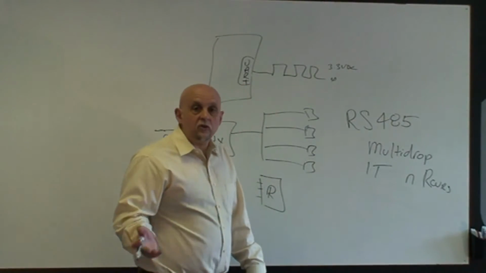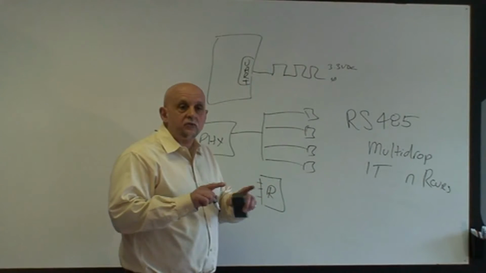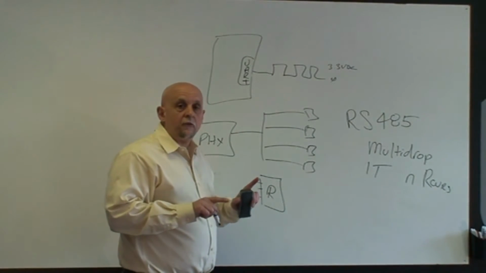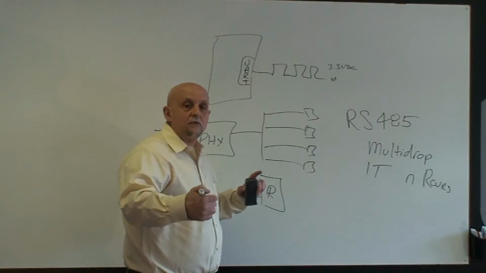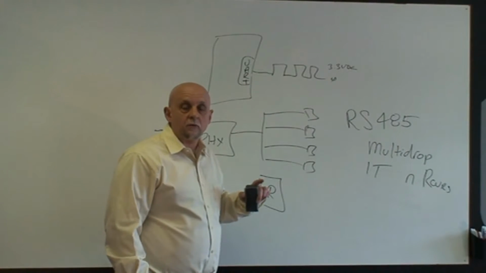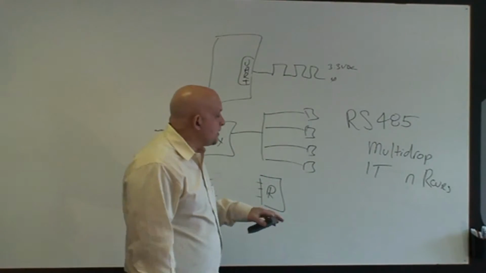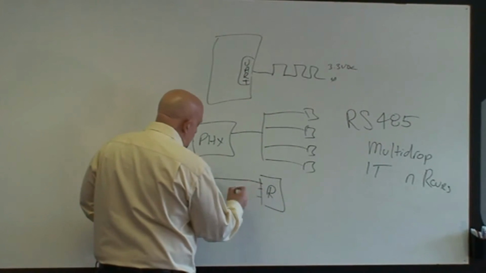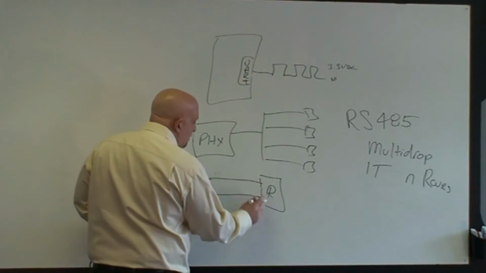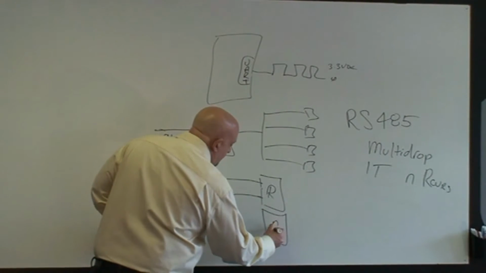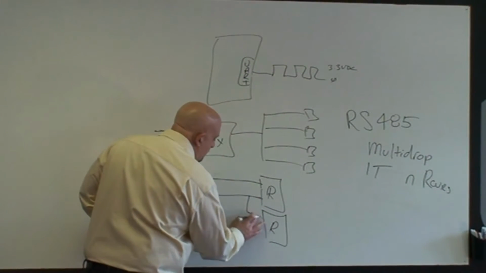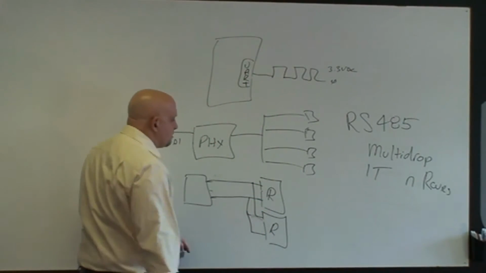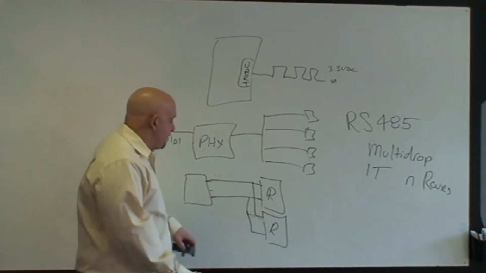With RS232, we had full duplex communications because we had a receive and a transmit line. The transmitter from the first unit could be transmitting at the same time that the transmitter from the other guy was transmitting, because the lines weren't crossed. Here we're using the same lines. It looks like this. We've actually just got two lines that connect all of our devices up.